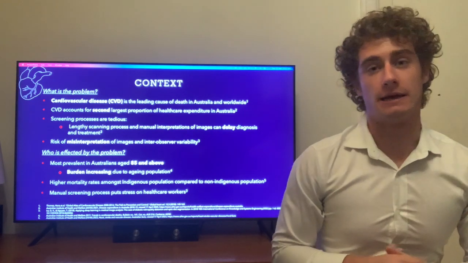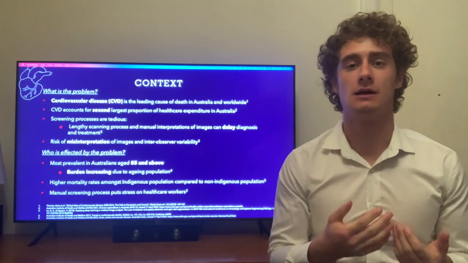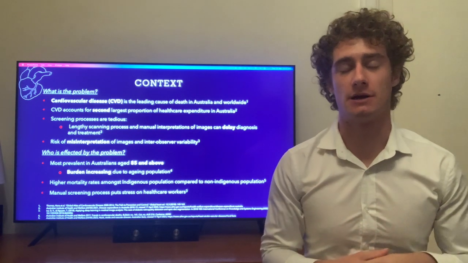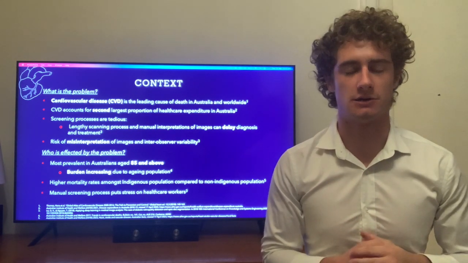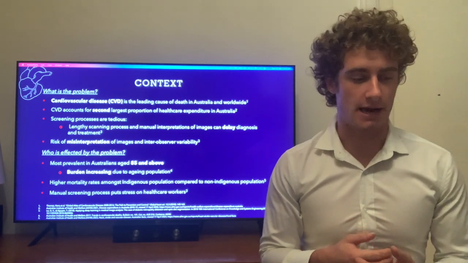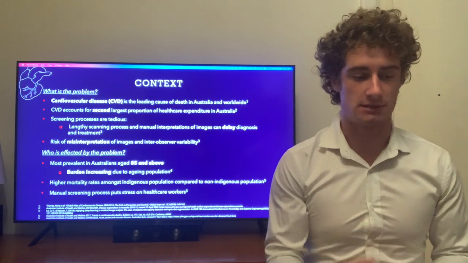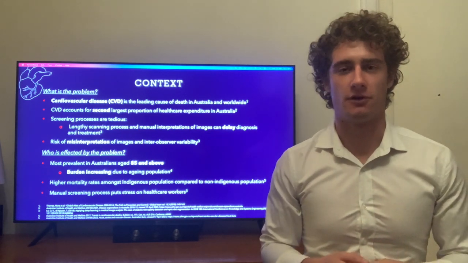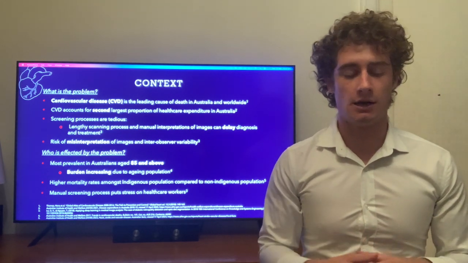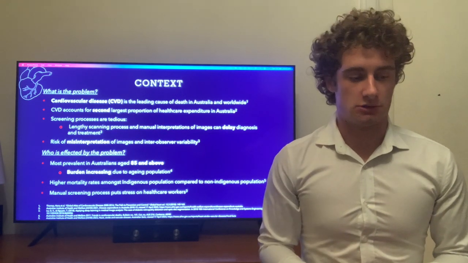Cardiovascular disease is the leading cause of death not only in Australia but also worldwide. It is also the second largest contributor towards healthcare expenditure in Australia, just behind musculoskeletal disorders. Its screening processes are often quite tedious, with scans being a lengthy process taking multiple steps, and manual interpretation often taking longer than it should. And things like these can often delay diagnosis and treatment.